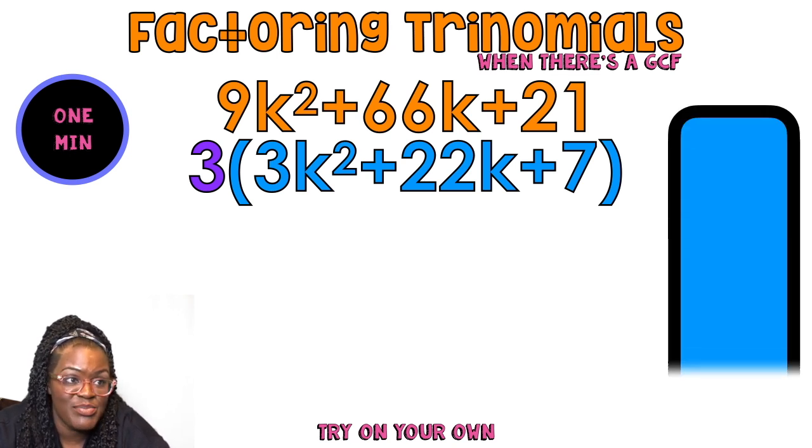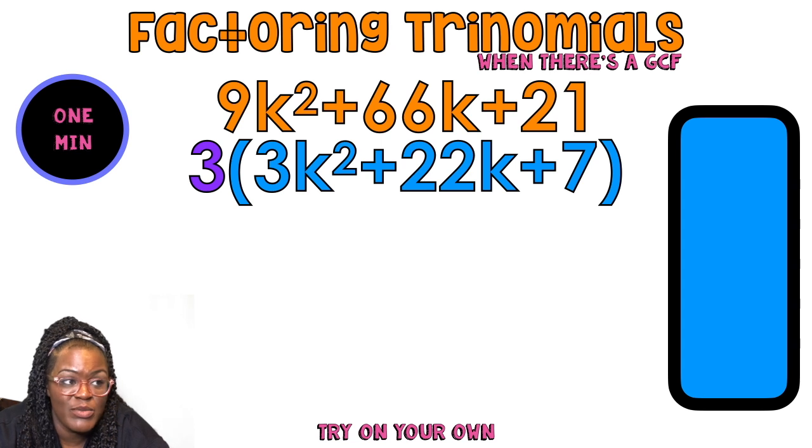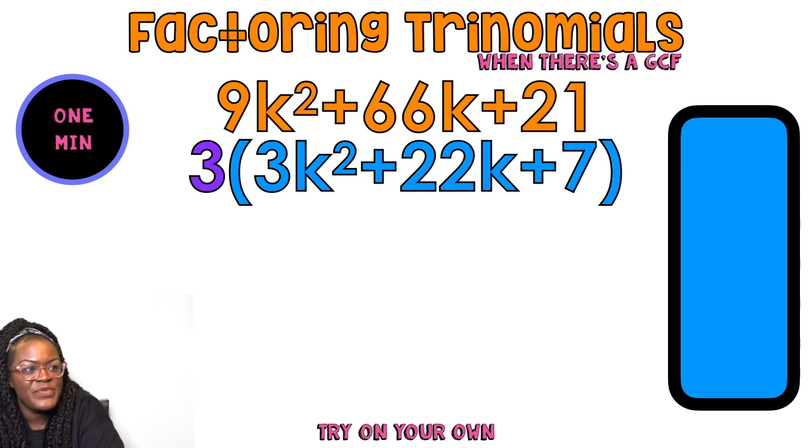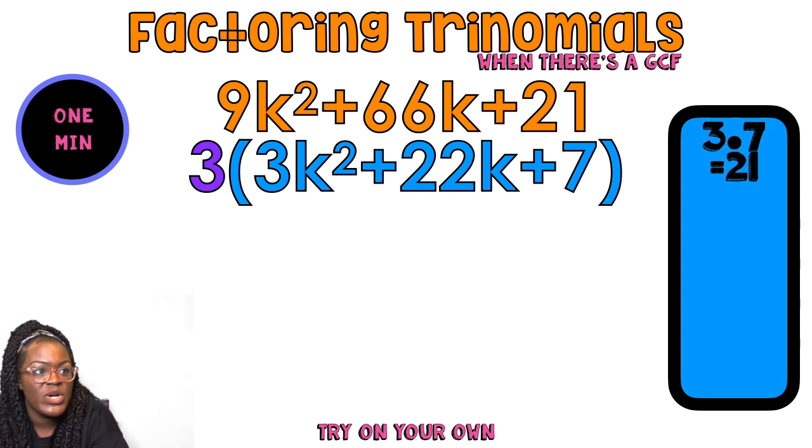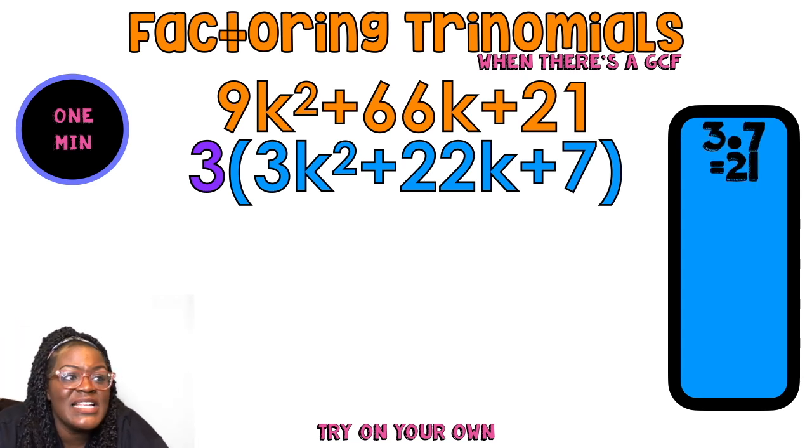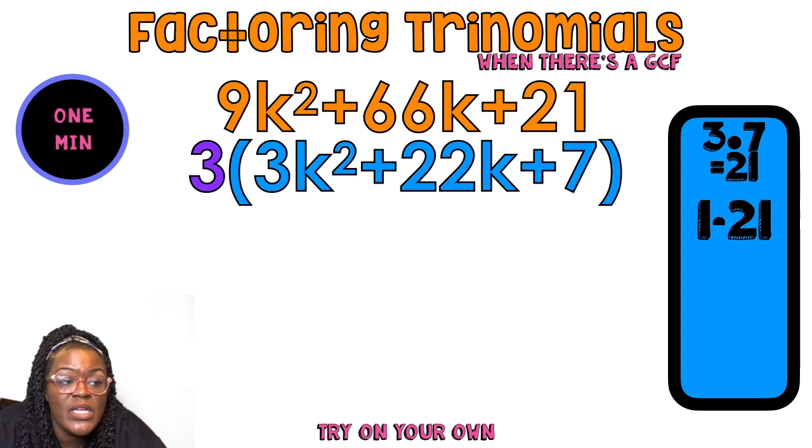The blue part of this problem is that a is greater than 1 problem, which means my problem is longer. I bet you guys forgot that, okay? So I'm going to do 3 times 7, which is 21, and I'm going to find factors of 21. 1 times 21. 3 times 7. Which one can give me a 22? Well, the 21 and the 1, of course, when I add them together.